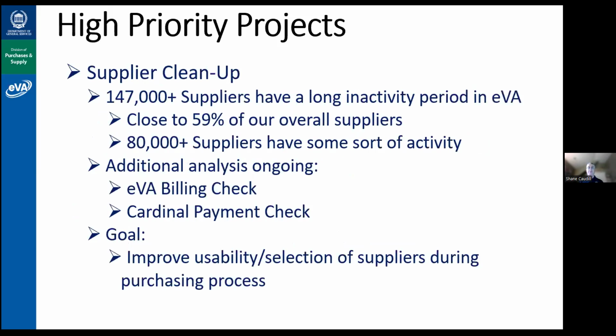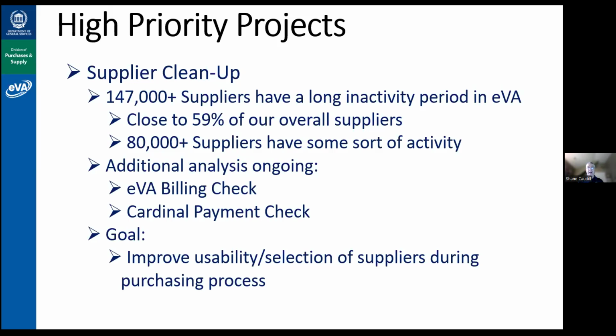Staying in that realm, high priority projects is supplier cleanup. And we have begun, don't panic, nothing's happening yet, but we have begun the analysis on this. If you're doing math and you see the 147 and the 80, we have well over 200,000 active vendors in eVA. It might be 149 or 147. It really doesn't matter, but you get the idea here.